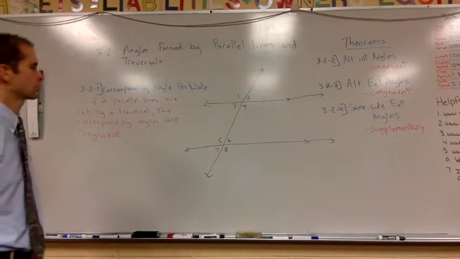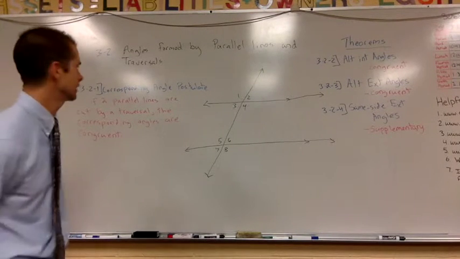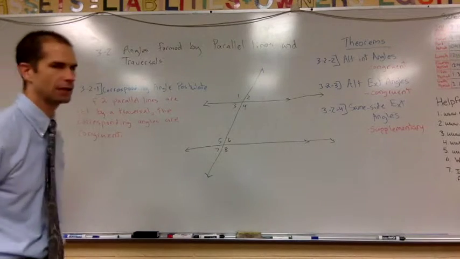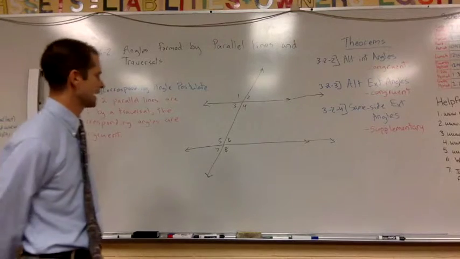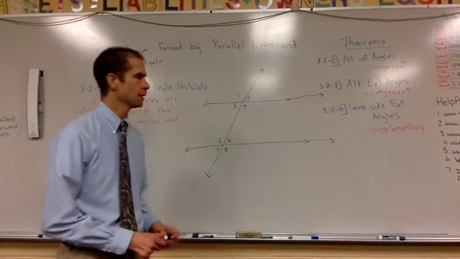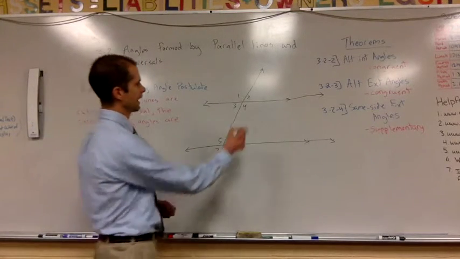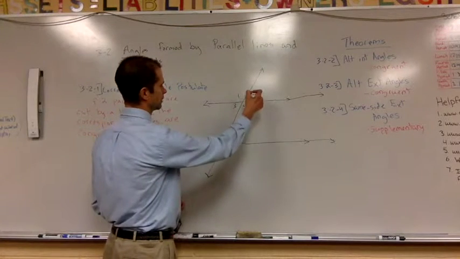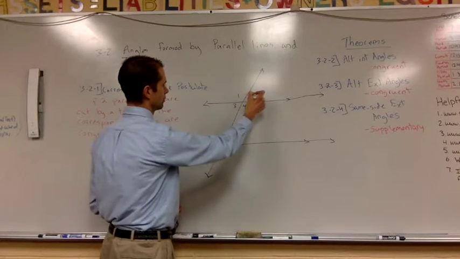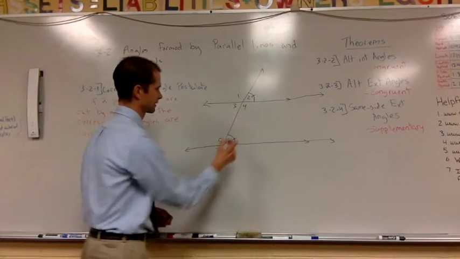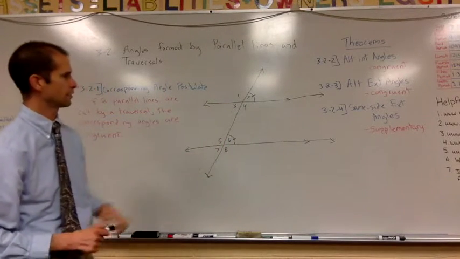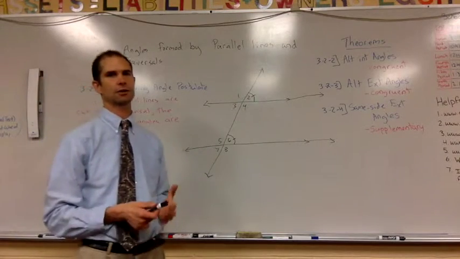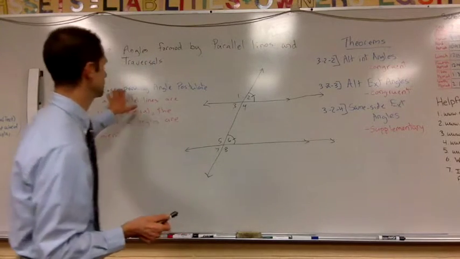And we're going to look at postulate 3.2-1, the corresponding angle postulate, which says if two parallel lines are cut by a traversal, then the corresponding angles are congruent. So remember, corresponding angles means it's in the same quadrant. So angle 2 is congruent to angle 6. Angle 3 is congruent to angle 7. Corresponding angles are congruent based on this postulate.